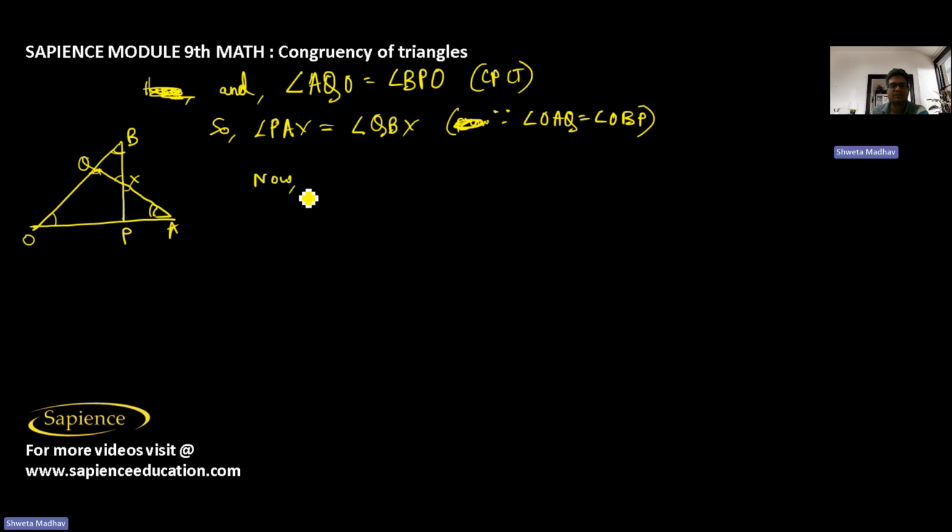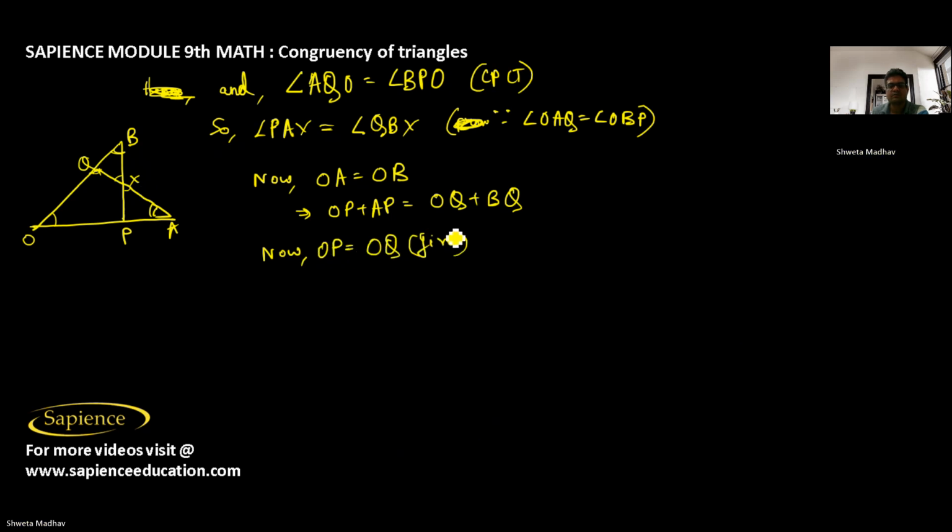Now it is given that OA is equal to OB. It means that OP plus AP, since OA is OP plus AP, is equal to OB, which means OQ plus BQ. Now OP is equal to OQ also, which is given. So these two I can cancel out, and therefore I can also say that AP is equal to BQ.